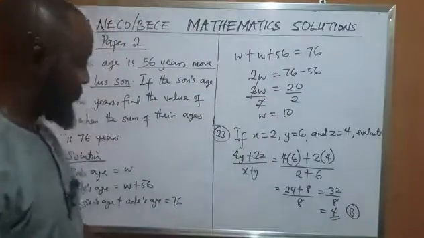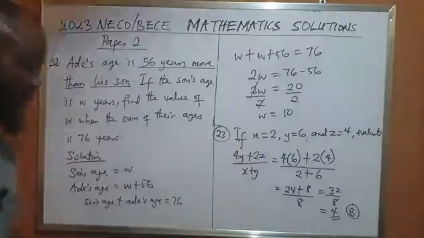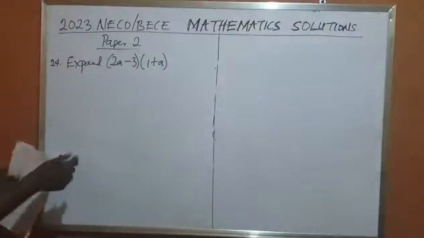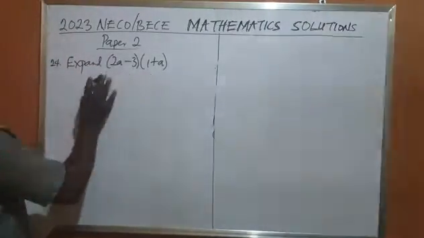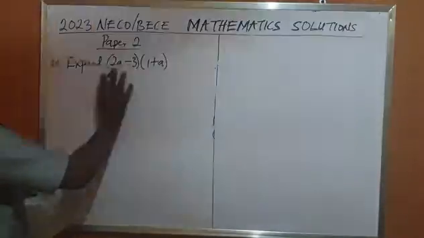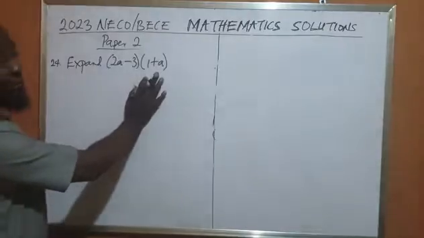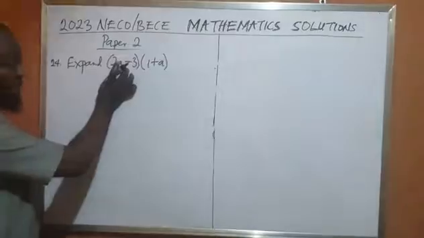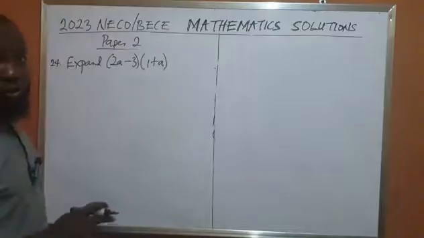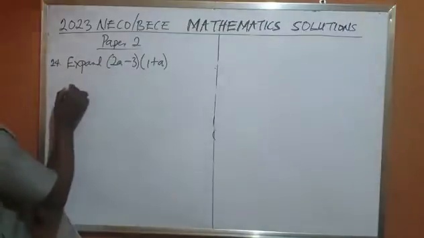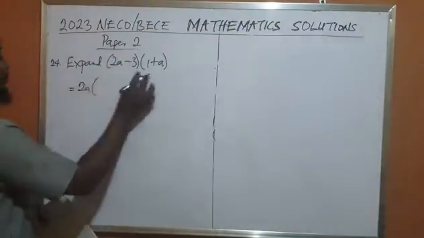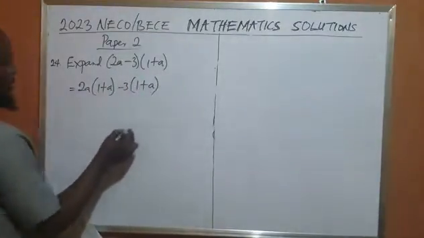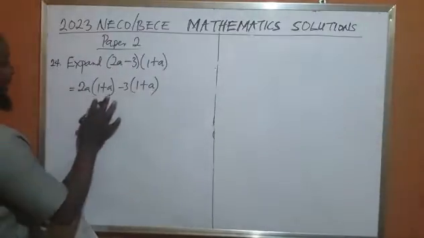Is this clear? Good. So let's move to the next question. Question 24 says expand 2a minus 3 into brackets 1 plus a. So we're going to use the terms in the first bracket to multiply out the second bracket, or we use the terms in the second bracket to multiply out the terms in the first bracket. Either way, you're going to get the same answer. So let's say 2a into bracket 1 plus a, then minus 3 into bracket 1 plus a.